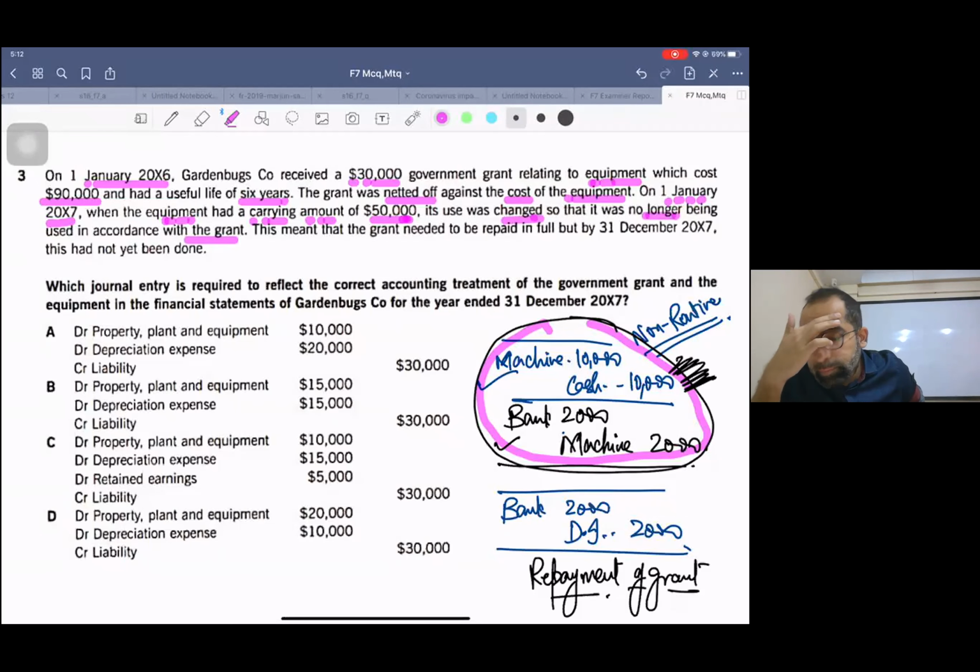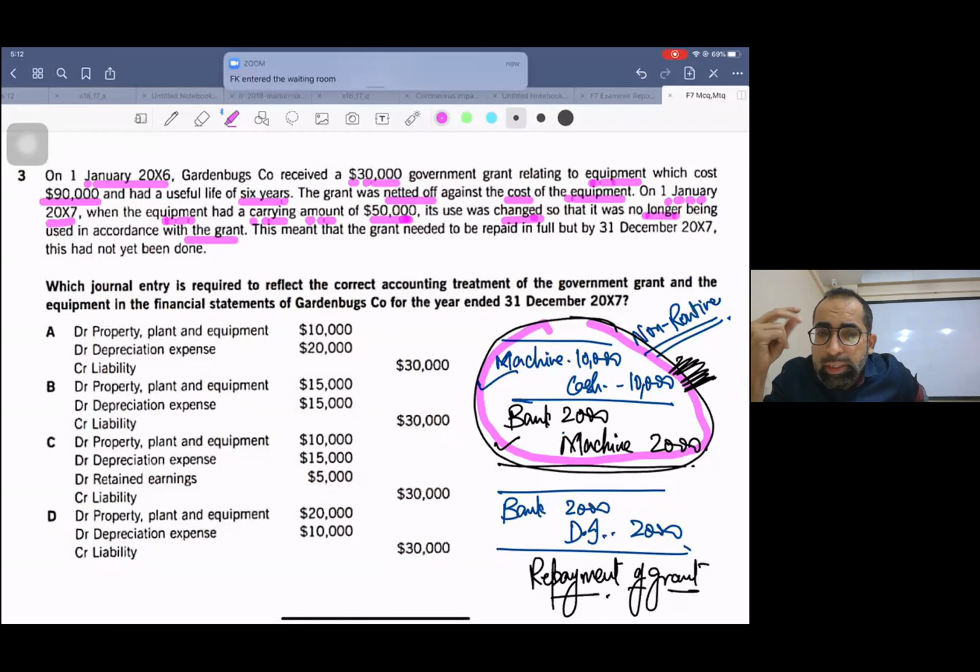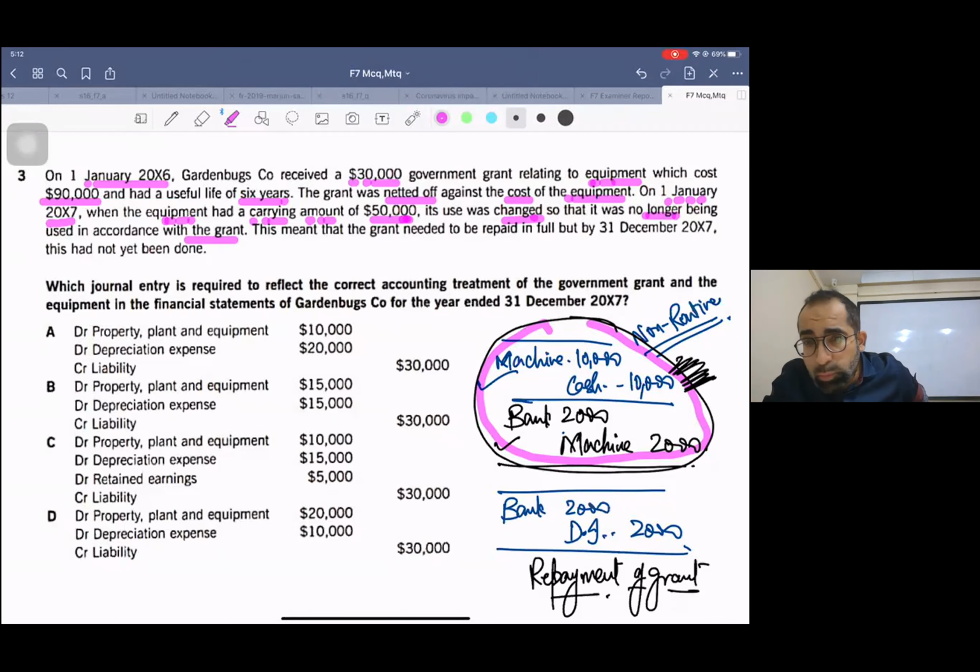On which day did we breach? All of you please check. We did breach on 1st of January X7, just within 1 year. This meant the grant needed to be repaid in full, 30,000, by 31st December X7. This has not yet been done. Obviously we have to pay by the end of December X7, but we haven't paid, so it's your current liability. Don't forget, it's your liability.